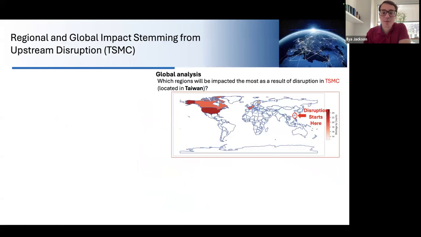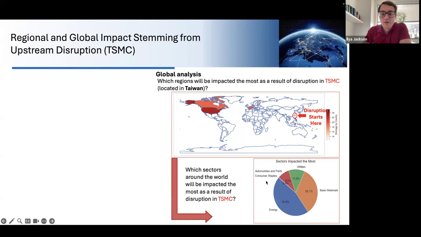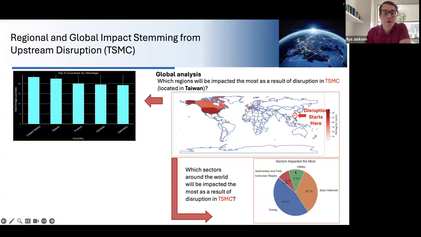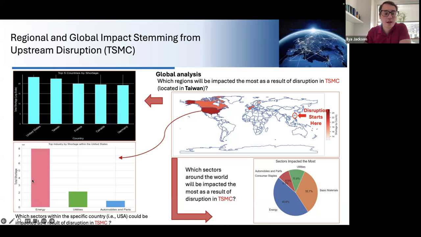When we look at the global picture, disruption doesn't stop at Saudi Aramco, it propagates further. Disruption started in Taiwan here, and countries highlighted in red are the most affected. Mostly developed, large economies like the US, Canada, France, Germany have been affected. When it comes to specific industries and sectors, mostly the energy sector has been affected, but also basic materials, consumer goods, utilities, and the automotive industry. As I said, mostly the US has been affected, but in the US specifically, energy, utilities, and automotive have been affected the most.